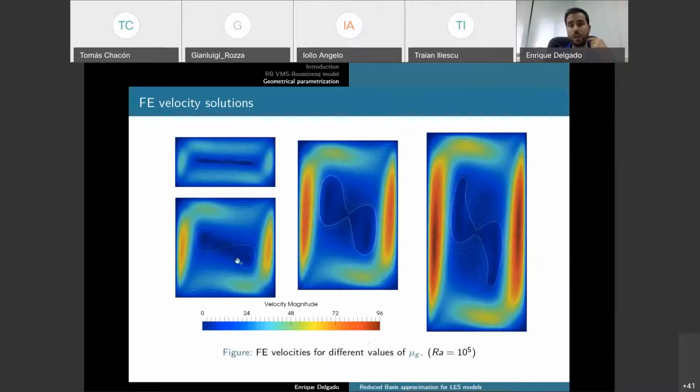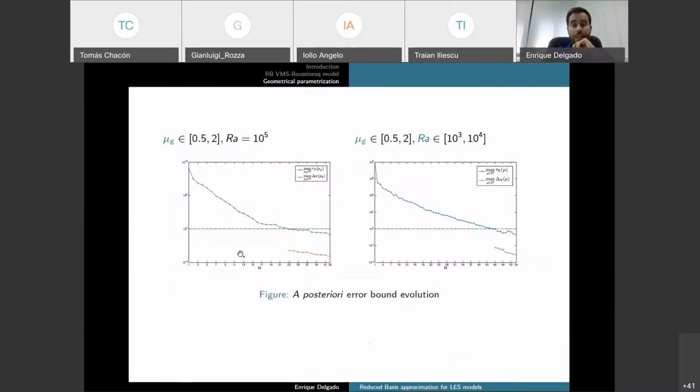As you can see, the velocity field is quite different, and we are not changing the Rayleigh number here, just changing the height, the aspect ratio of the cavity. Here I showed you a comparison of both problems. First, just taking the parameter value this way, the height would be 0.5 to 2.